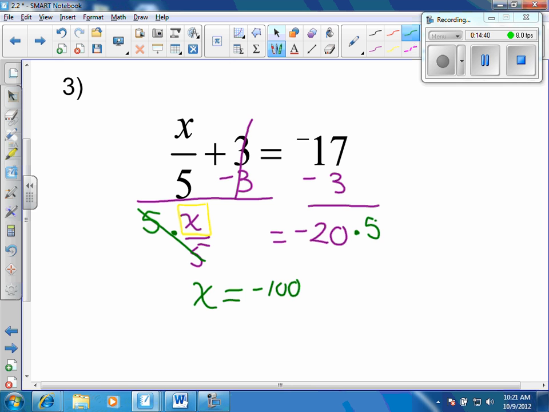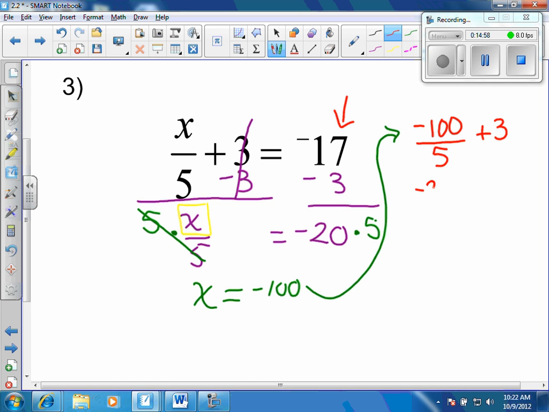And if you did a quick check, you would say negative 100 over 5 plus 3, and hopefully that's going to equal negative 17. So what's negative 100 divided by 5? Negative 20, right? Negative 20 plus 3? Negative 17. So it checks. Okay? That's what your homework's like.